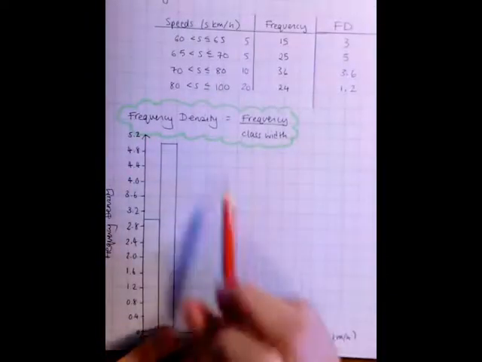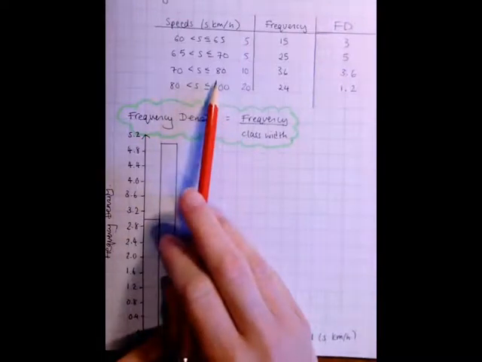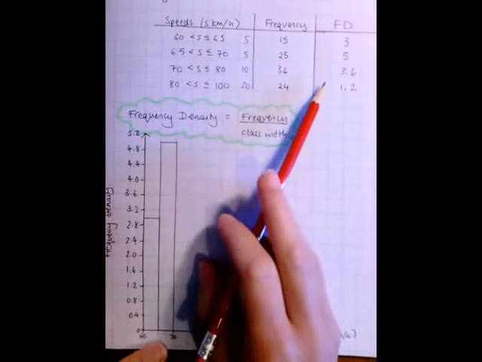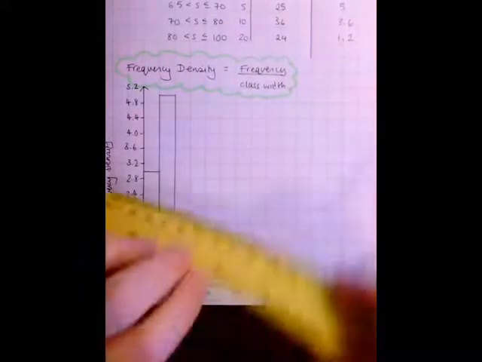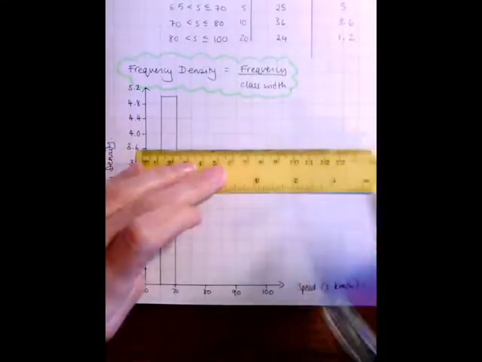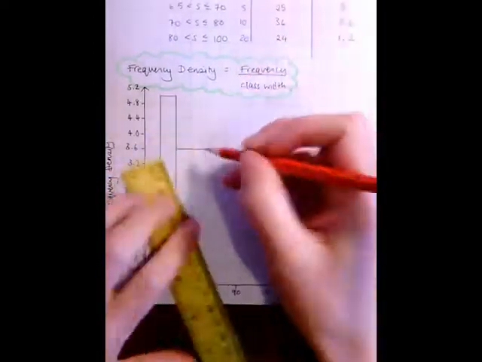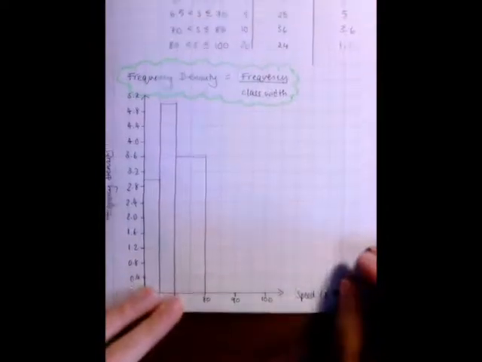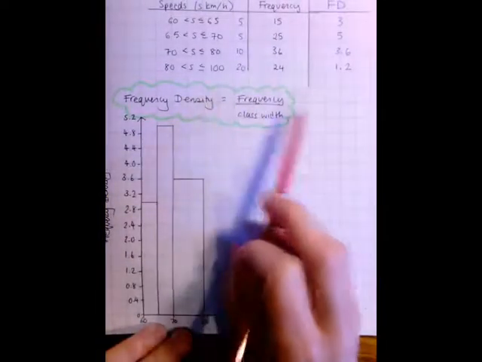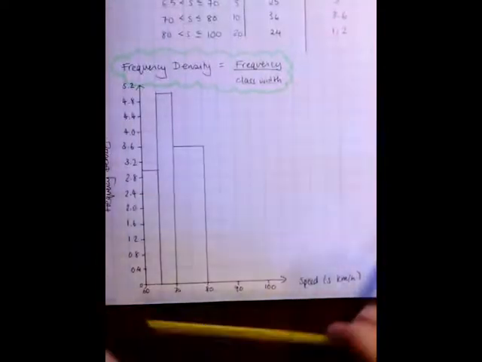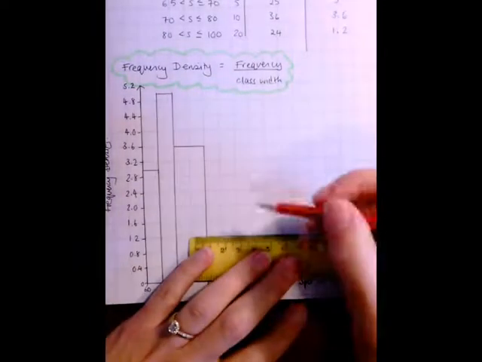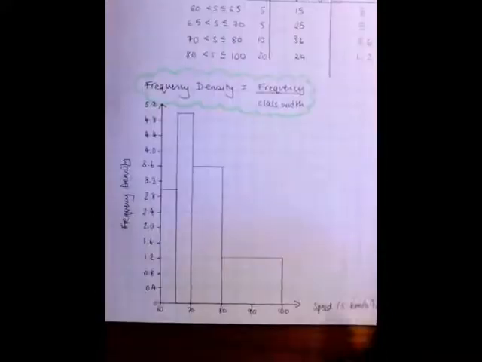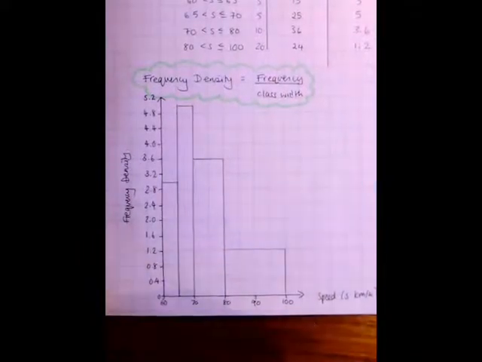Next one, we've got 70 to 80, so slightly larger bar because it's got a different class width of 10, and it's 3.6 for this one. So 3.6 is here. I need to make sure I go between 70 and 80. Like that. And then the last one is between 80 and 100, and it was 1.2. So 1.2 here. And then 100. And now you've drawn your histogram for that data.